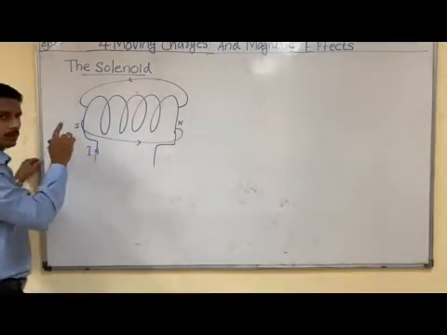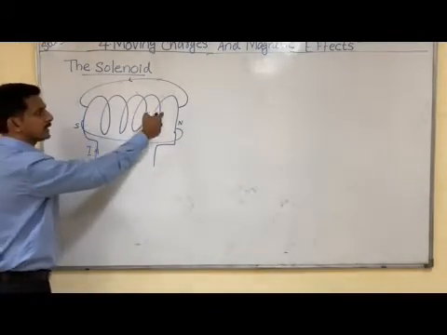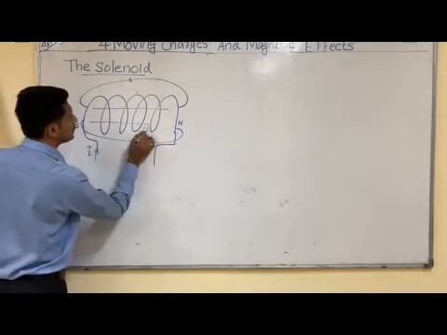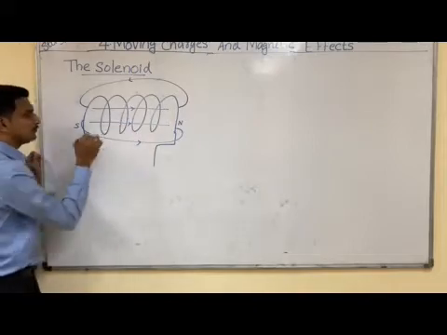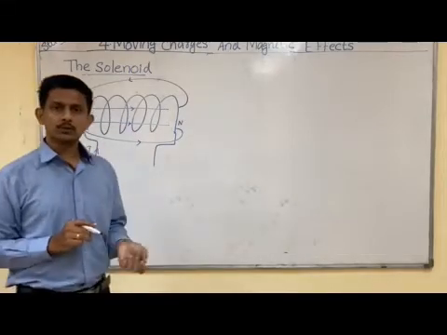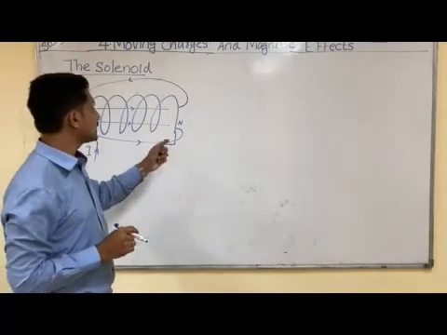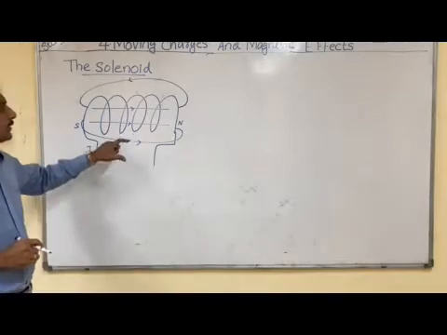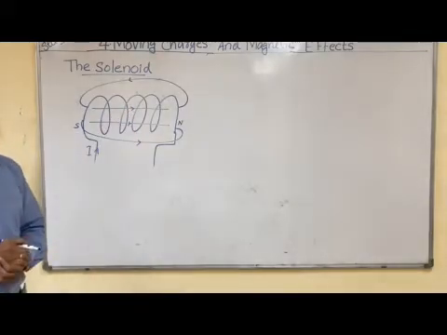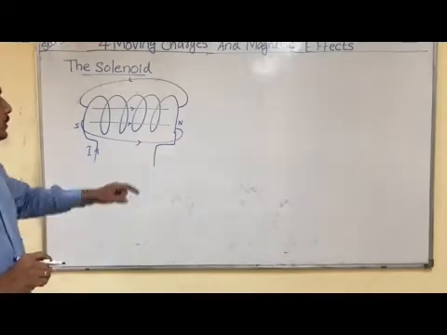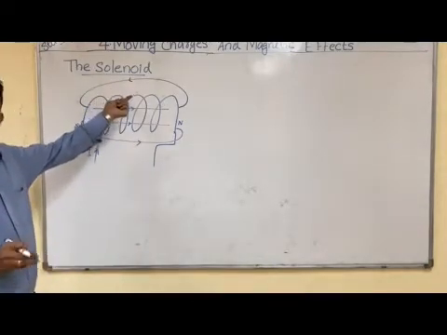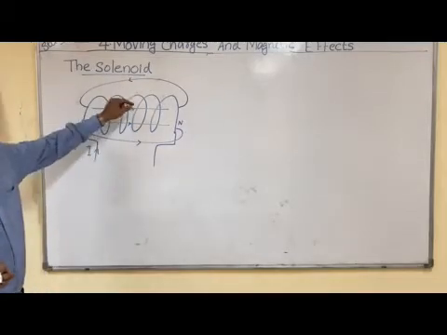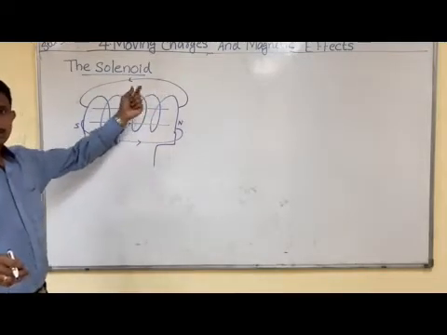In the case of a solenoid, the field lines outside go from north to south, and inside they go from south to north. A uniform field is produced inside the solenoid, and outside the solenoid it is considered non-uniform. So the field lines are non-uniform outside and uniform inside the solenoid. The field lines outside are also very weak.